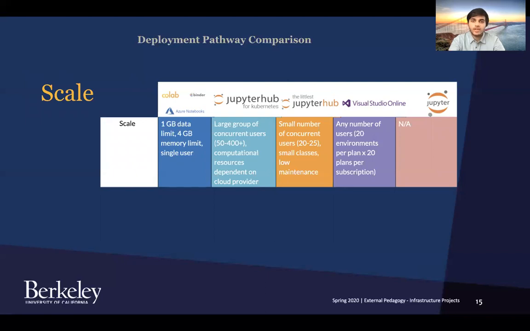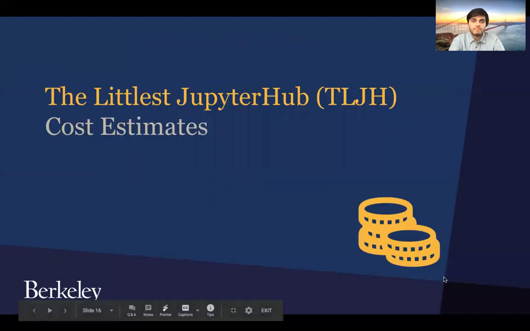And for Visual Studio Online, that can be, as we said, any number of users. That's potentially 20 environments per plan. There are 20 plans per subscription, so you can support a variety of different users. And it just really depends for local Jupyter Notebooks as to their scale. Depends on how you want to use them.